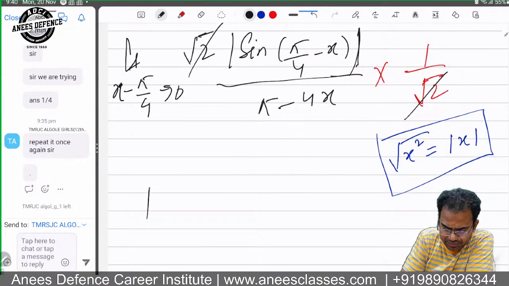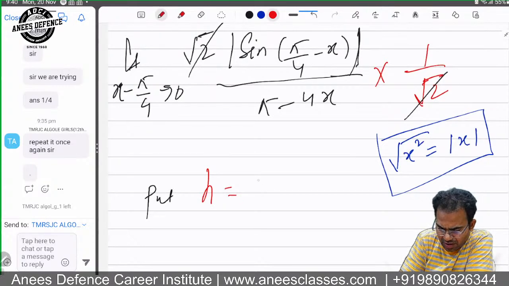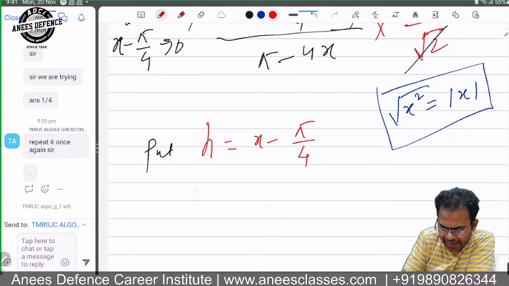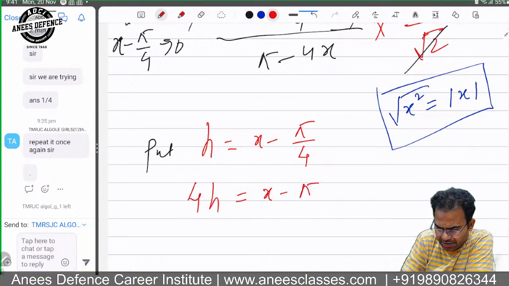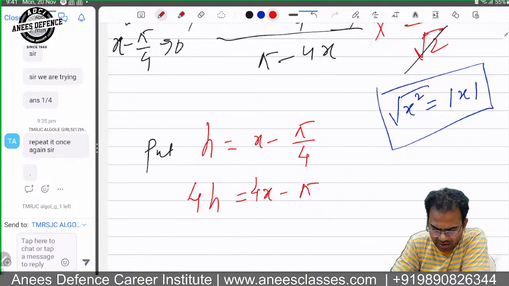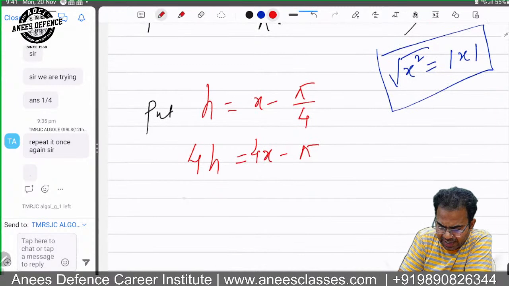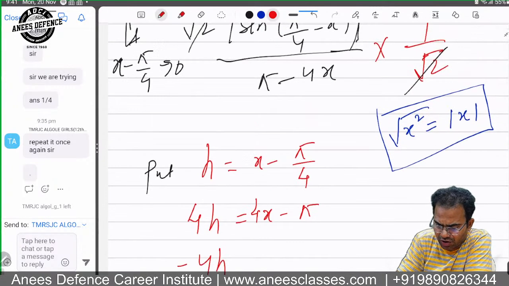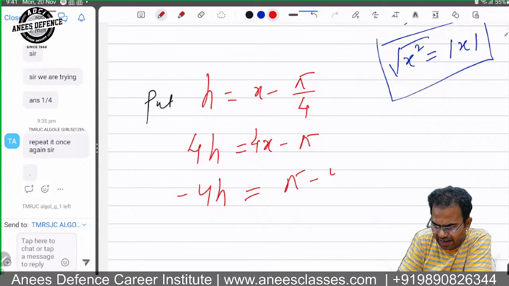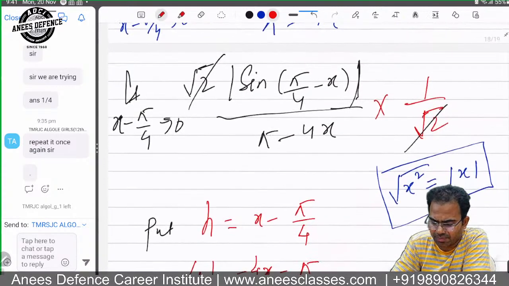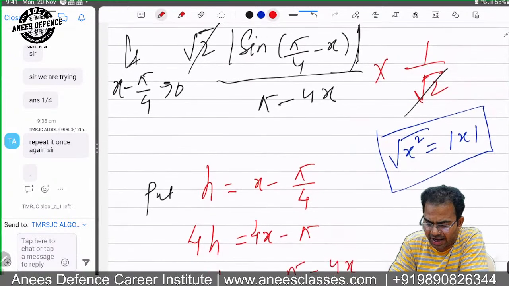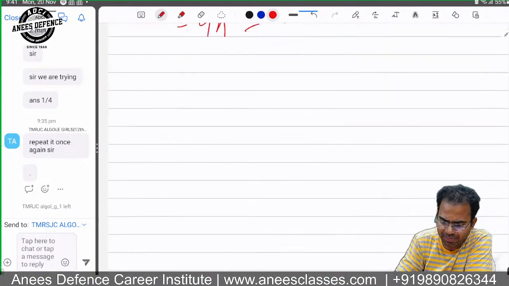Now put h is equal to x minus pi by 4. So from here you will get 4h equal 4x minus pi, sorry, h is equal to x minus pi by 4, that means 4h is equal to 4x minus pi, so minus 4h is equal to pi minus 4x. Now I will replace the pi by 4 minus x and pi minus 4x.